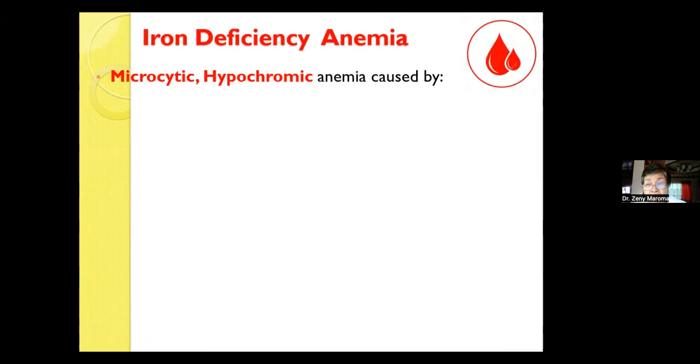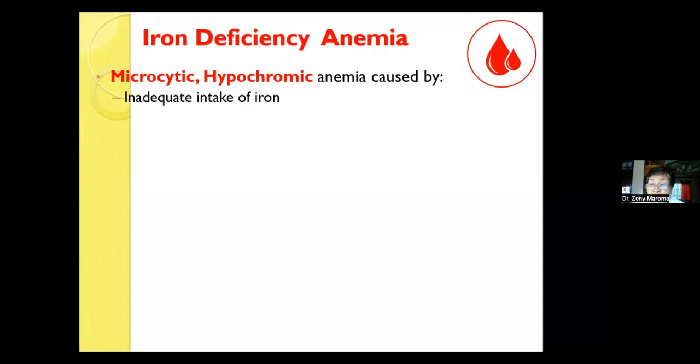Pagka-iron deficiency, maliliit ang mga blood cell natin. Microcytic, putla, hypochromic, maliliit na makikita natin doon sa MC volume and MCH hemoglobin na parte ng CBC, complete blood count. So, what are among the causes?